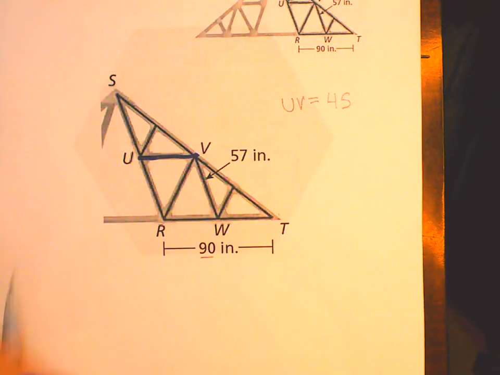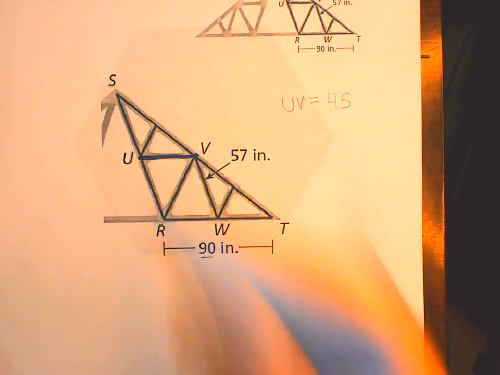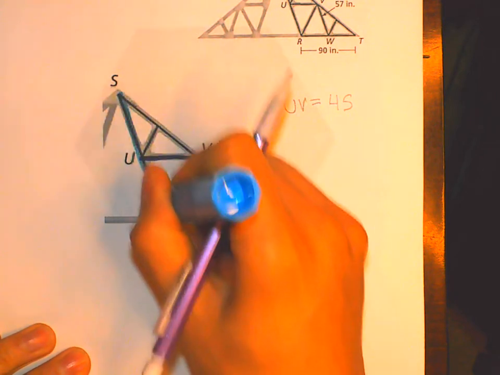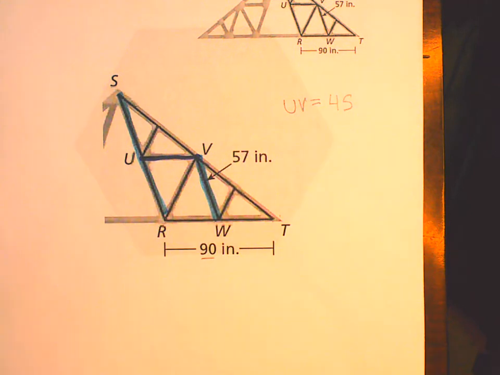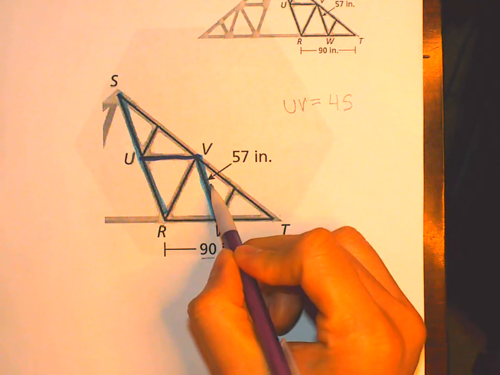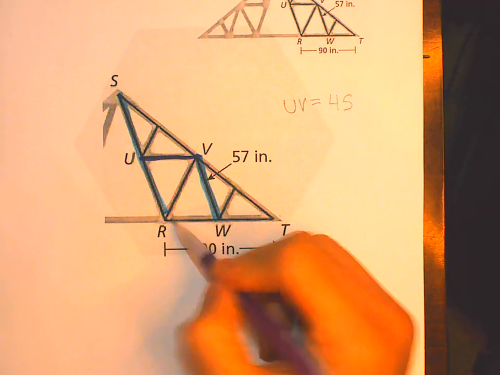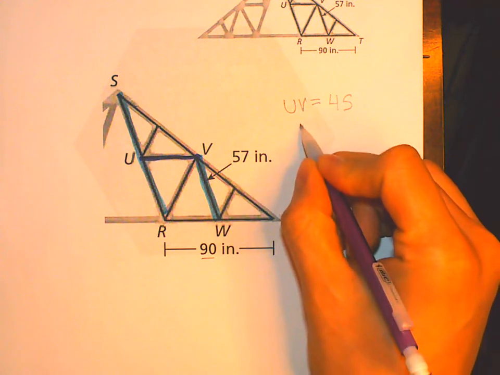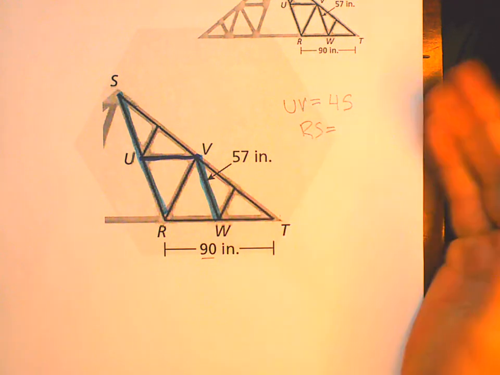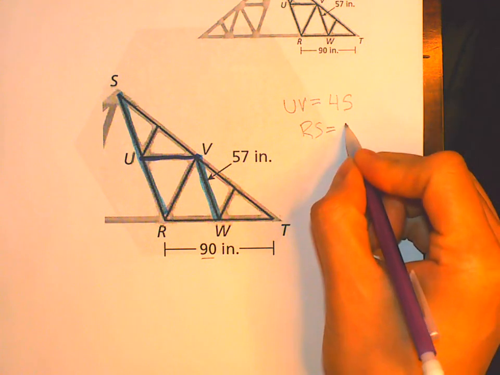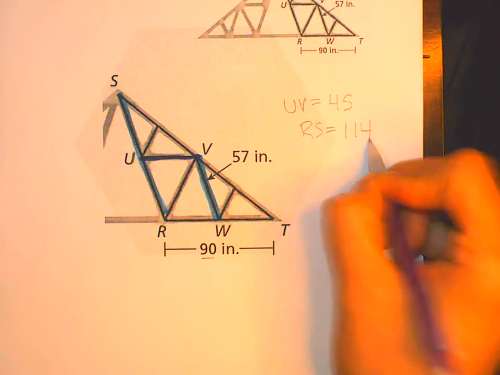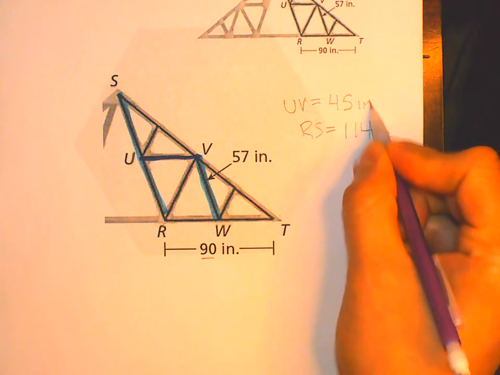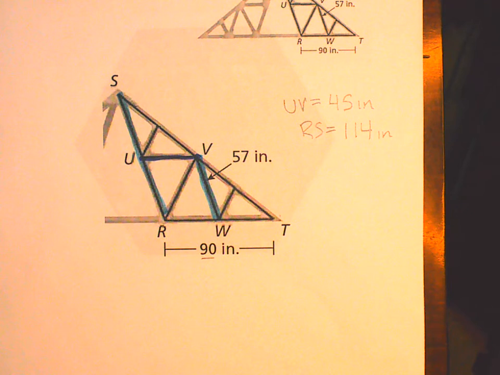RS, this segment right here, and this is its corresponding mid-segment. So 57 is half of SR, or RS. So RS, we need to, in this case, double that. So that's going to be 57 times 2, which is 114. And of course, can't forget our units. That's example number 3.